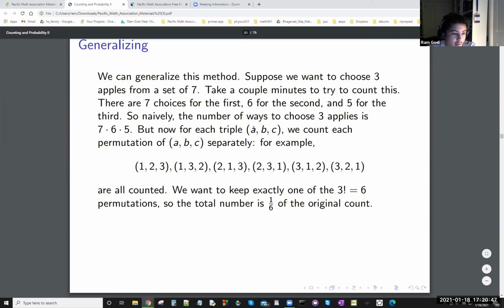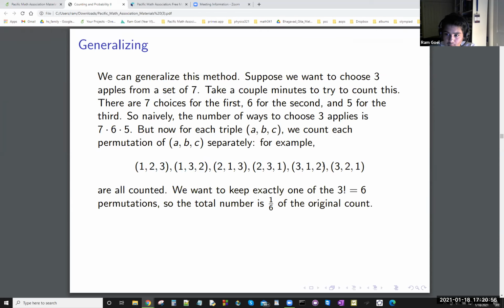So for any triple, there's exactly 6 permutations, because 3 factorial is 6, which all correspond to the same thing. So we want exactly one of those, which means we want 1/6 of the original count.